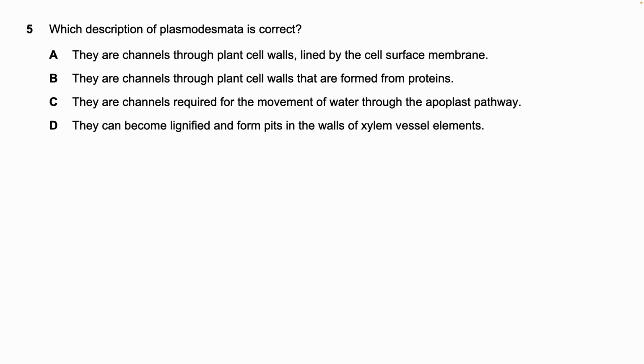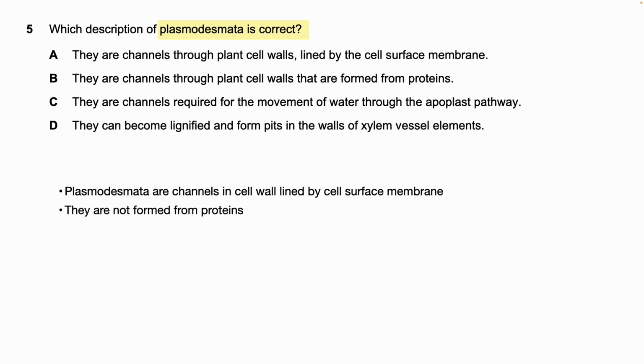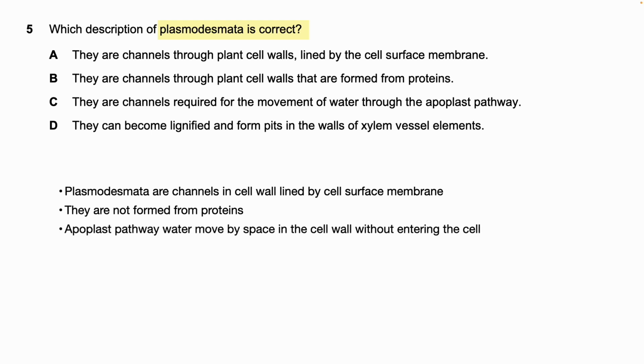Question 5. Which description of plasmodesmata is correct? They are channels through plant cell walls lined by the cell surface membrane. Plasmodesmata are channels in the cell wall lined by cell surface membrane. Yes. Then they are channels through plant cell walls that are formed from proteins. They are not formed from proteins. Then they are channels required for the movement of water through the apoplast pathway. In the apoplast pathway, water moves through spaces in the cell wall without entering the cell.